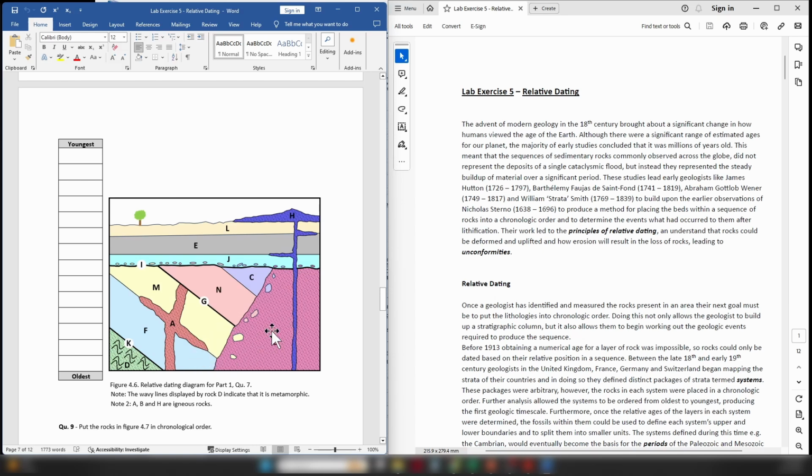You can then see that B has cut all of these layers of rock here, and it has also cut the unconformity right here. So notice the unconformity, which is labeled as G, stops, it disappears, it's being cut by intrusion B. That's going to be another important piece of information.